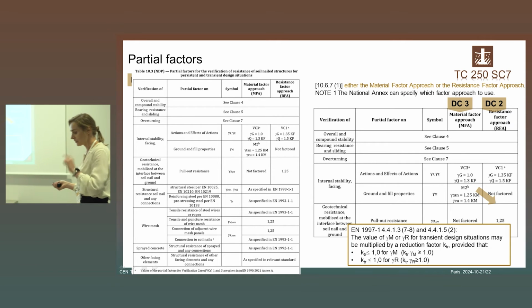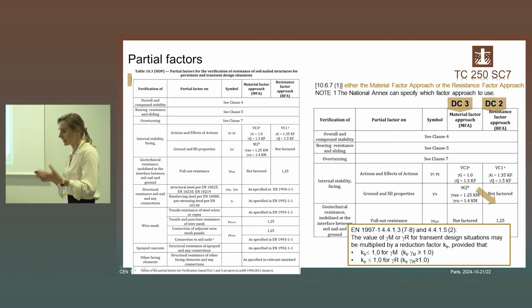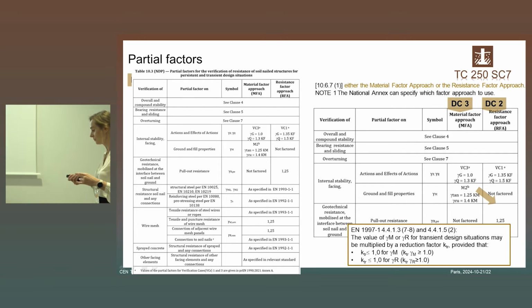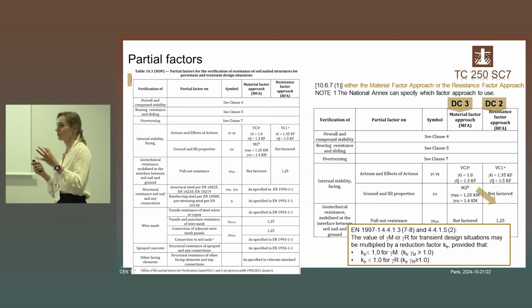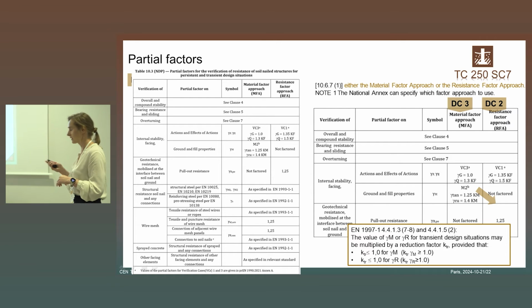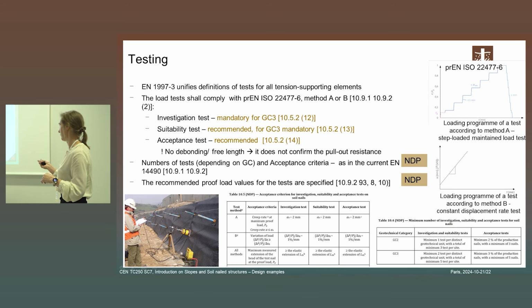And I would notice also the rules from part 1 of Eurocode 7, which allows us to use the reduction factor when we work in the transient design situation. So it allows us to make those partial factors smaller. But by default, the values are 1.